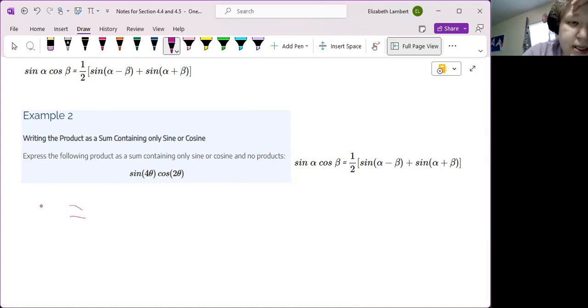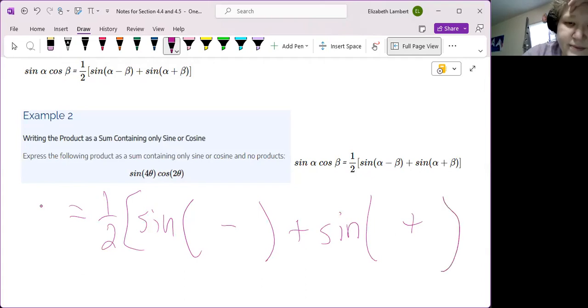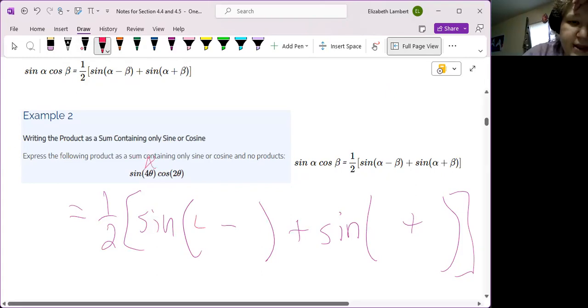So equals, keep the 1/2, sine alpha minus beta plus sine of alpha. Yep. All right, so alpha is 4 theta. And then beta is 2 theta.